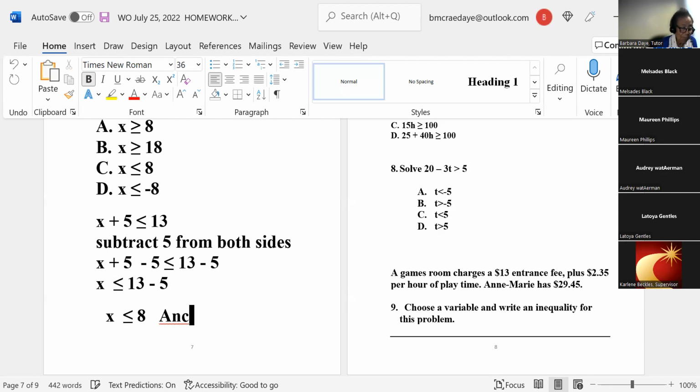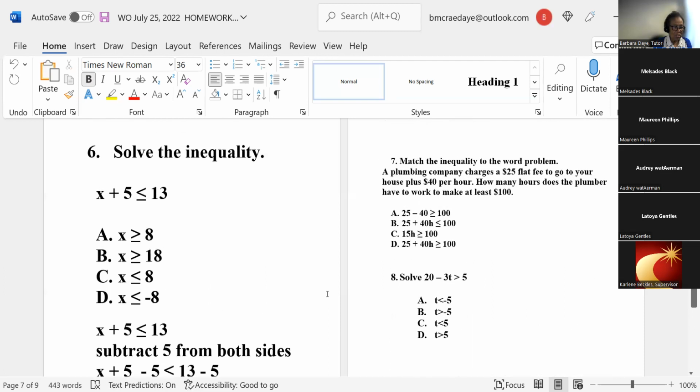Yeah. Why were you saying A? That was a greater than or equal. I thought it was saying 8 is greater than X. Okay, you have to be careful, because this is greater than or equal, less than or equal. The sign only switches if you're dividing or multiplying by a negative, but you didn't do that here. So the answer is X less than or equal to 8, answer C. Any questions on number 6?